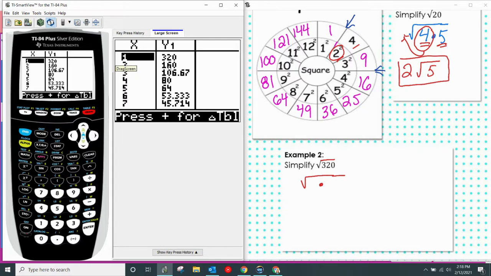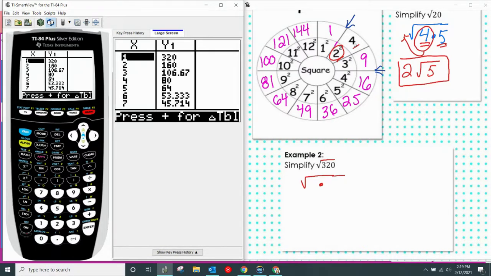I don't know that I can take the square root of 160, though. 3 times 106.67. Remember, if it's a decimal, we don't want to use it. 4 and 80, 5 and 64. I'm looking for numbers that are outside my wheel here. Outside the wheel. Well, I see 4 is outside the wheel for sure.